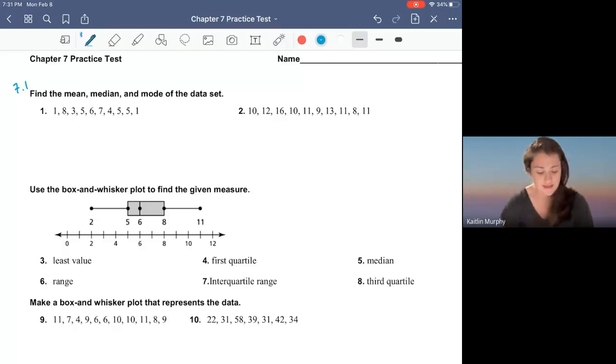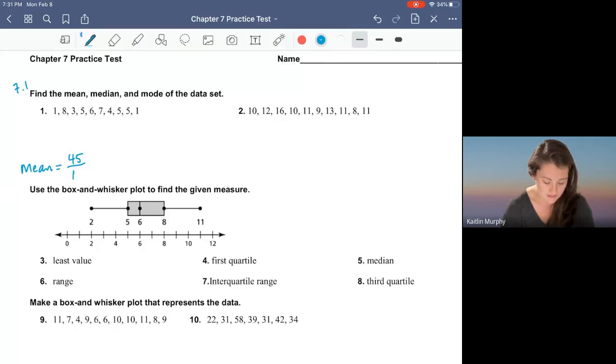So the mean is just the average of all these numbers, meaning I just need to add them all up and then divide by the number of data points there are. So in this case, the mean, I added this up ahead of time. I got 45, and then there are 10 numbers there. So I divide that by 10. So my mean is 4.5. Perfect.